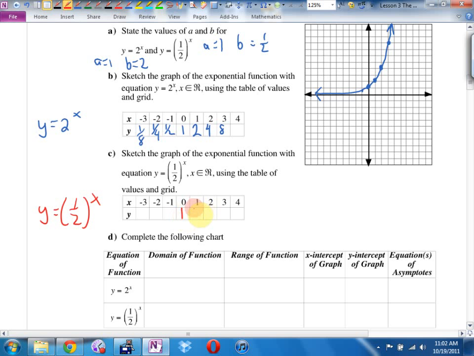Let's go in the other direction. What's 1 half to the negative 1? What's the elevator when the fraction's already on the bottom? What's 1 half to the negative 1? 2. And you know what 1 half to the negative 2 is? 4. Keep the pattern going. 8. This is going to go through negative 3, 8 high. Negative 2, 4 high. Negative 1, 2 high. 0, 1 high. In fact, it'll look like that.